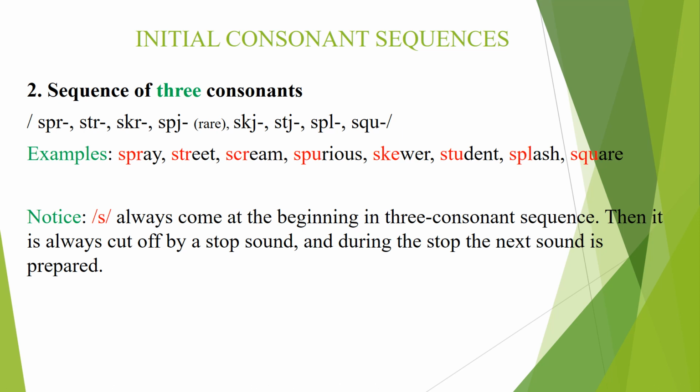Now, notice that all of these consonant clusters start with se. Sa always come at the beginning of these three consonant sequences in the beginning of words. Then it is always followed by a stop sound. If you look at these clusters, you will find that they all begin with sa sound followed by a stop sound. Then during the production of the stop sound, the next sound is prepared. So we pronounce it as spra. Now you prepare for the production of ra while you are producing pa. Spra, spray, street, scream, spurious, skewer, student, splash, and square.